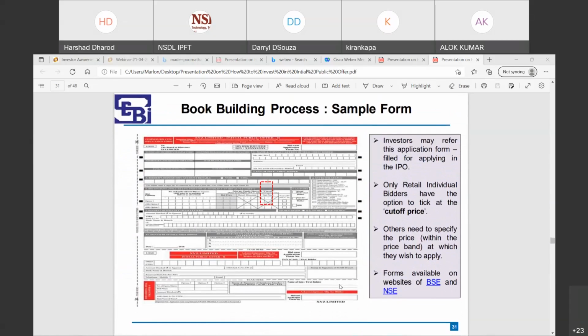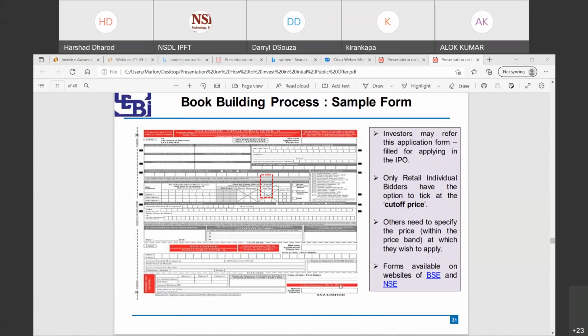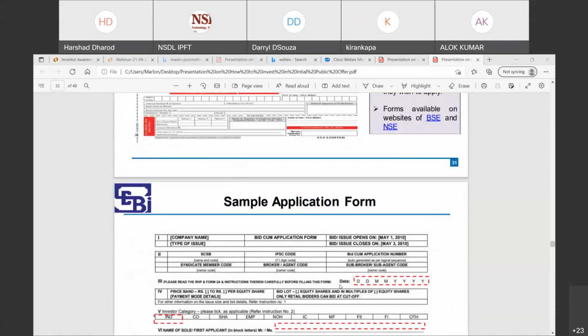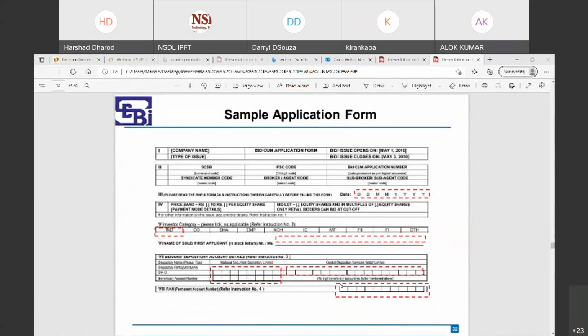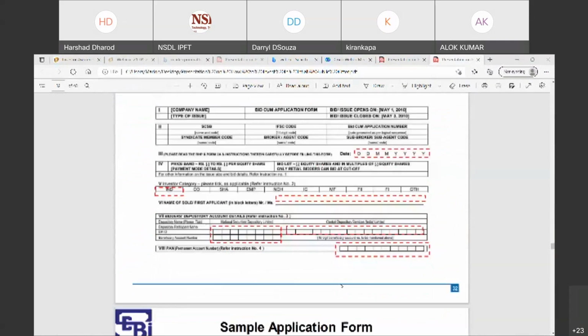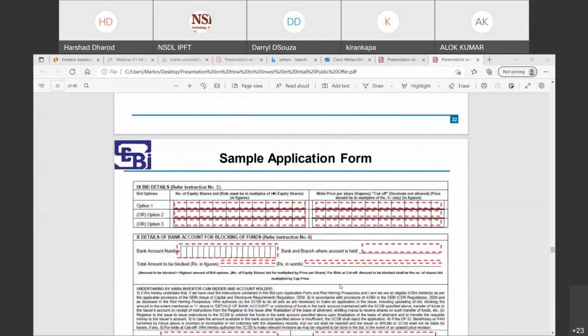So these are sample forms which you can refer to. This is the form which I was referring to. These forms are also available on the exchange website, and you can also get them from the brokers, and then you can fill it and submit it to the bank. So these are all the sample forms which you can see on the website, along with the dates and everything.